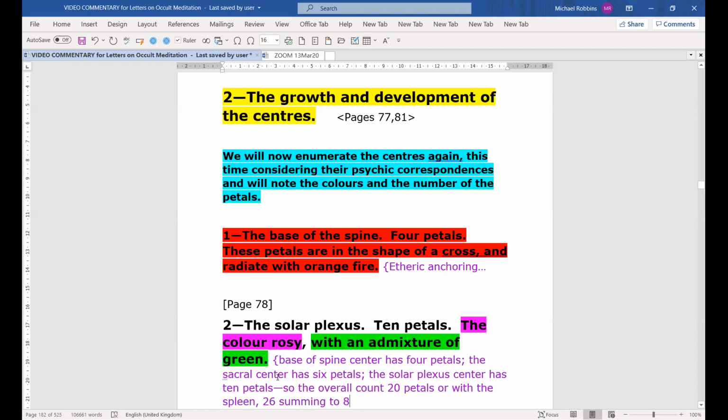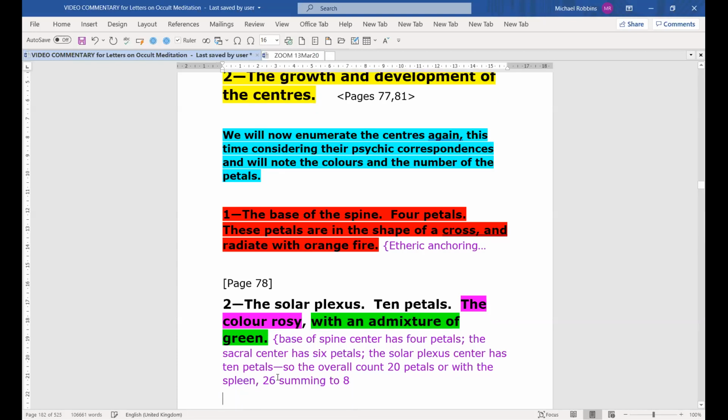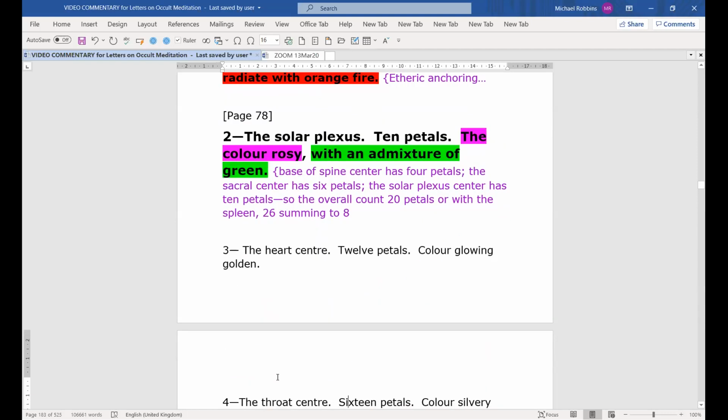And basically, we're trying to develop the co-relational mind, which will lead us into the direct perception, straight knowledge, pure reason. Now, the heart center, we've jumped here, haven't we? We're above the diaphragm now. The number 12 is so important, and the color is glowing golden.